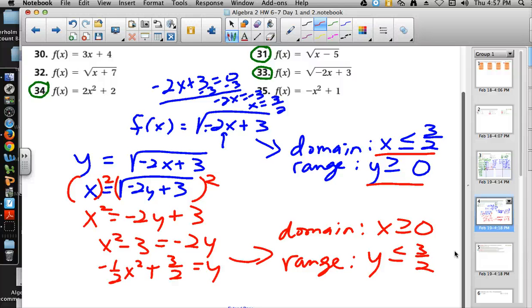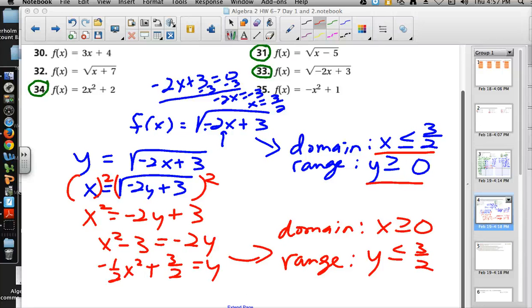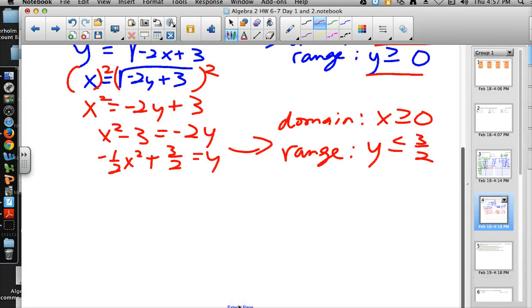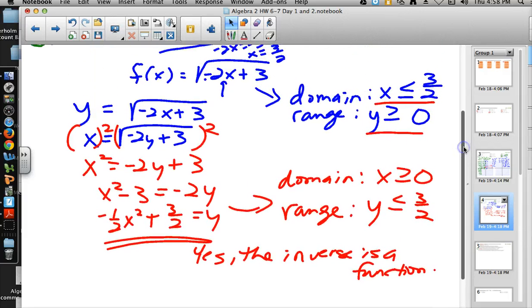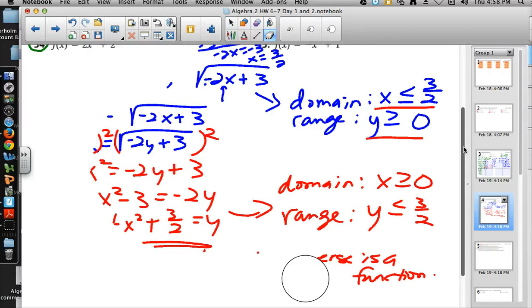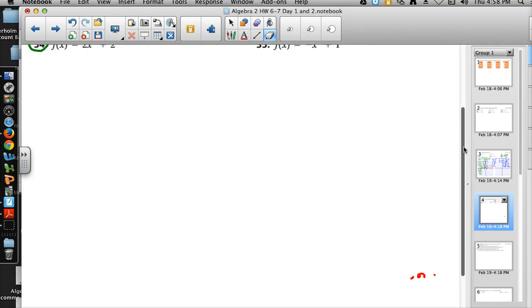Now, is the inverse a function? Well, look at what we did for the inverse. We didn't have to take any square roots, fourth roots, anything like that, and there was no plus or minus. So, yes, the inverse is a function. So, excellent problem. We really have to think about the domain and range on that one in order to get things to work out. All right, now that should make all the rest of these seem easy.